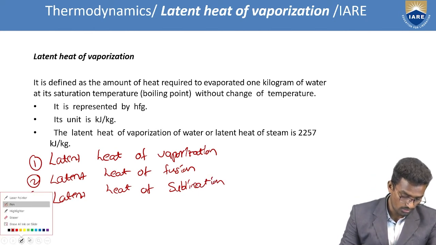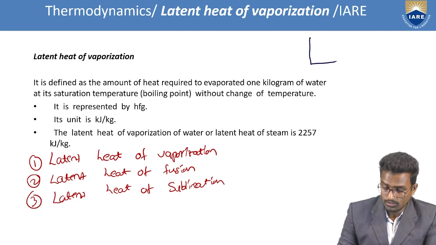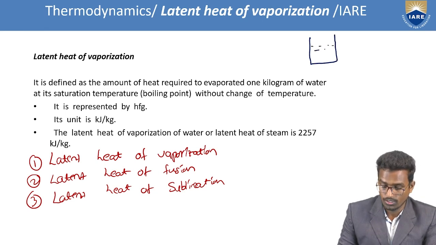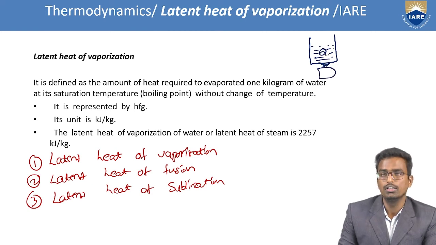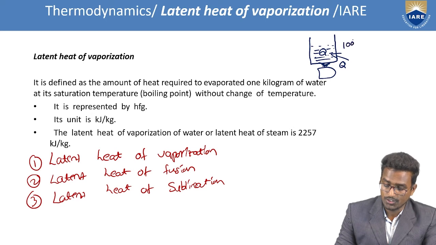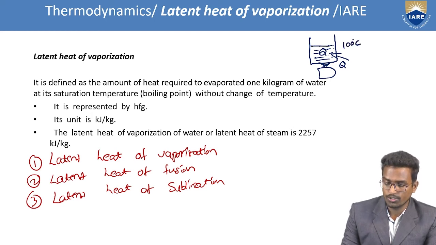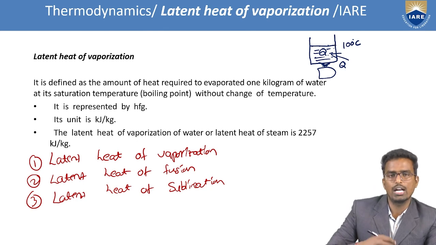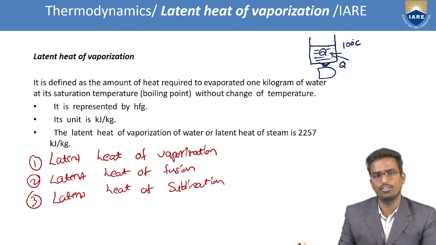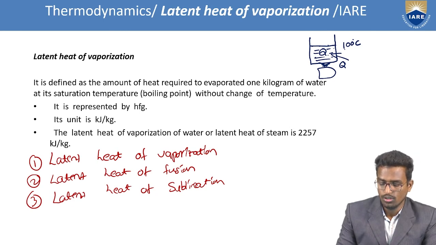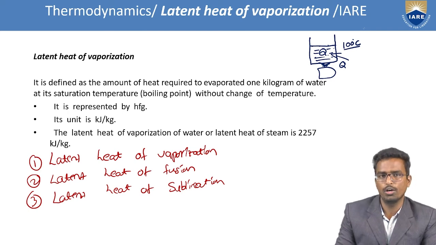So I take an example. I have water in a container, and I am adding heat to this water, some amount of heat using a burner or anything. We know that water evaporates at 100 degrees centigrade. That is the saturation point of water. Once it reaches 100 degrees centigrade, it starts evaporating. That means it converts from the liquid form to the gaseous form. That state we call the saturation point.